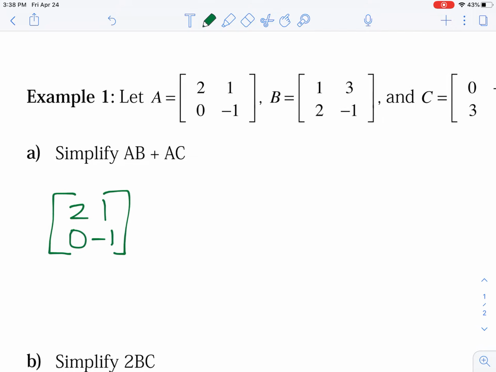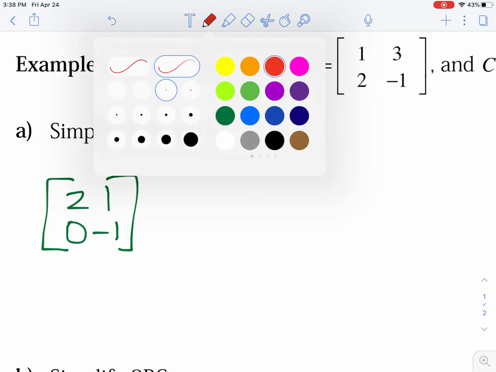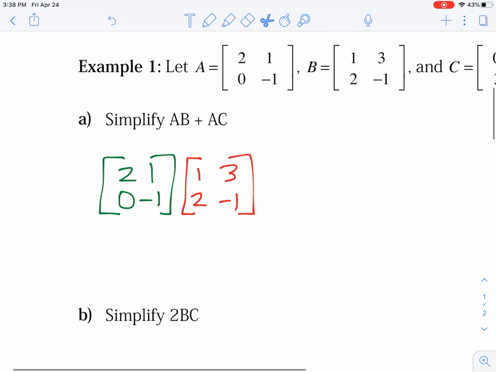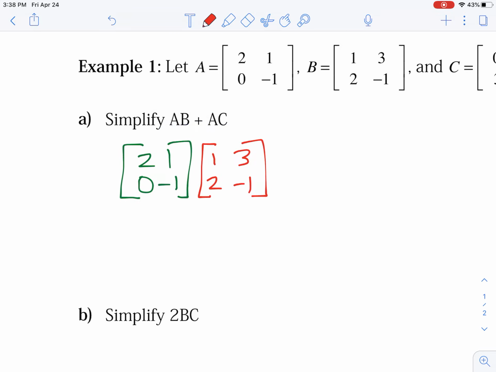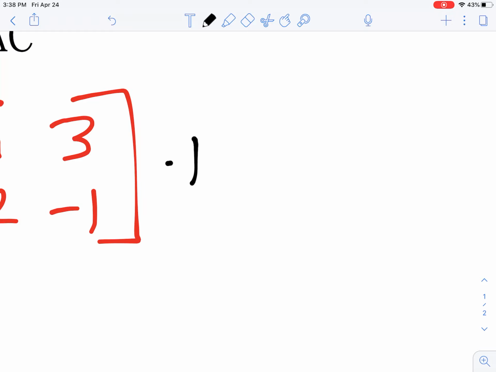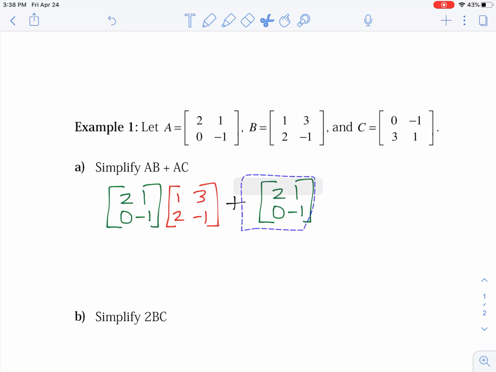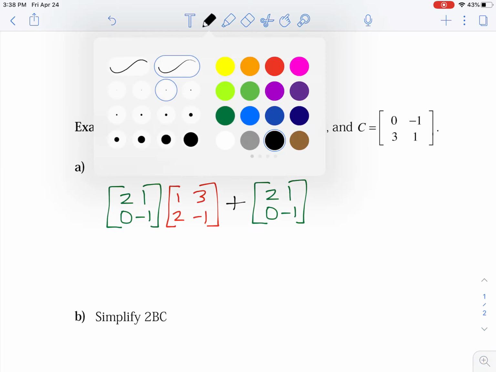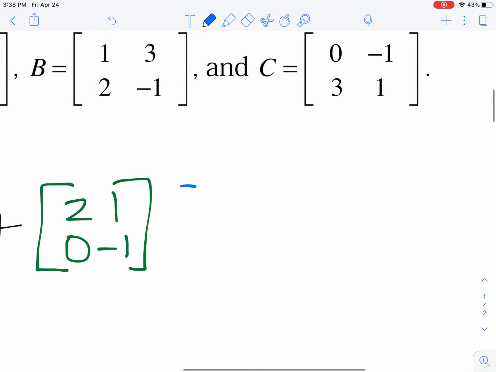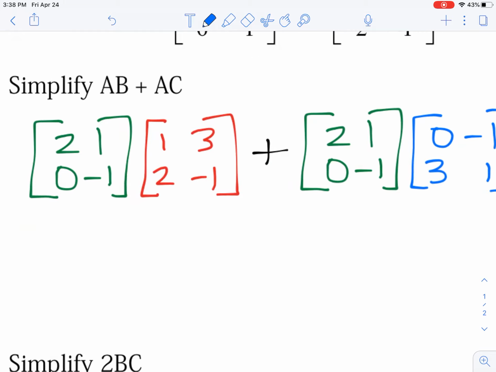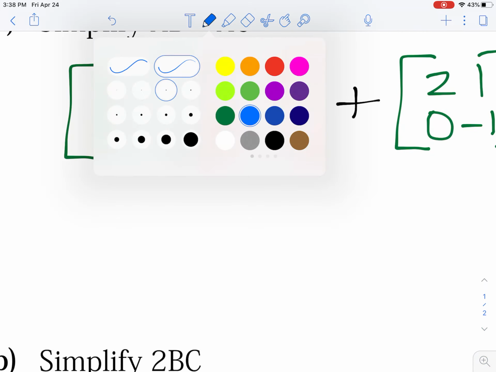So I'm just going to go ahead and copy those down first. So there's my A. Here's B. So that's A times B, and we'll go ahead and do that calculation in a second. I'm just going to keep writing my initial substitution in here. And then we're going to take A again, which I'm just going to copy and paste. And we're going to multiply that times C. So there's our initial setup. All right, so now let's go ahead and do some multiplying.